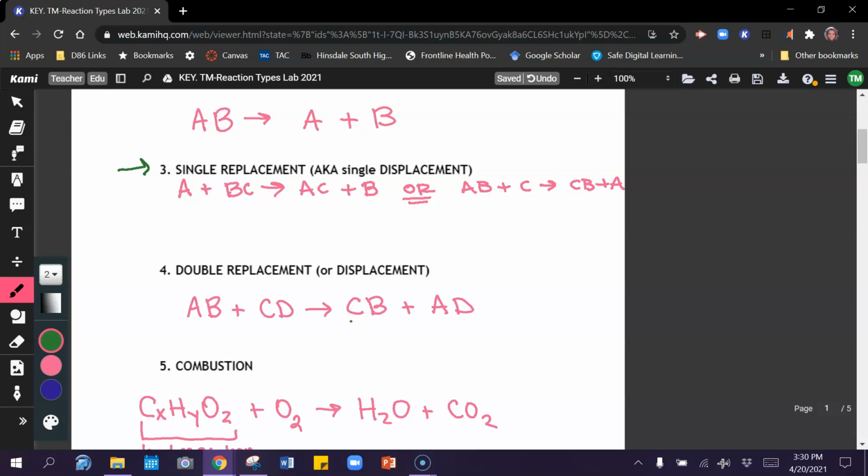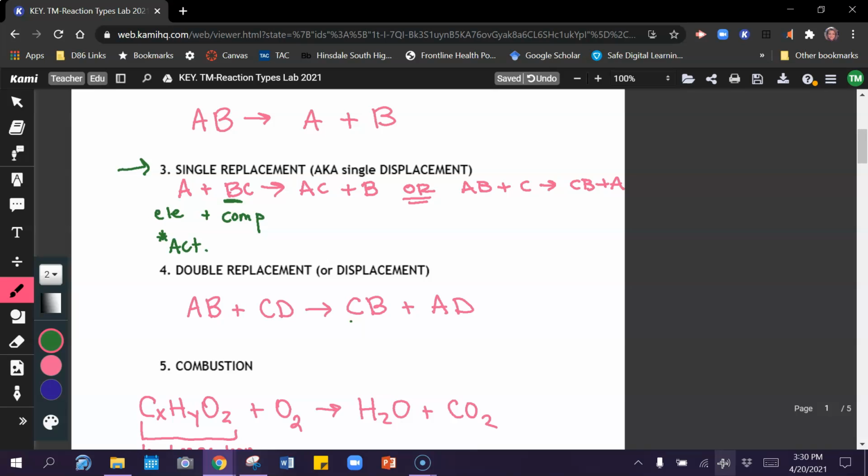In a single replacement reaction, you have an element being added to a compound. And if the element is higher, like if the metal that stands alone is higher than the metal that's a part of the compound on the activity series, then you're going to get a reaction.